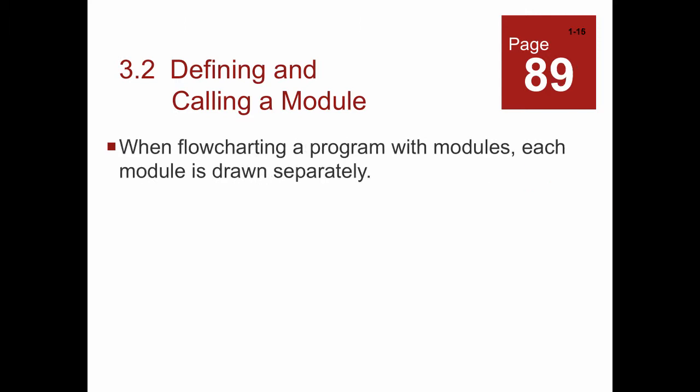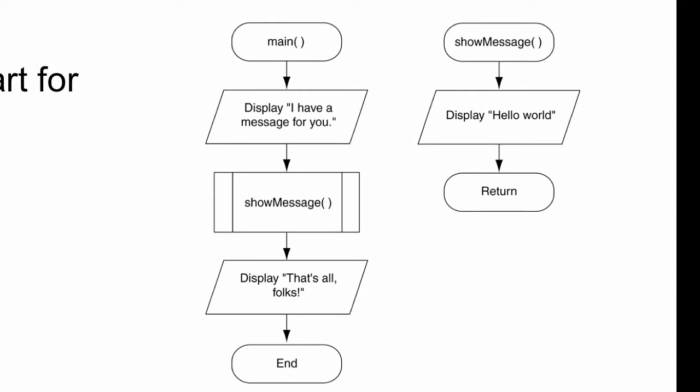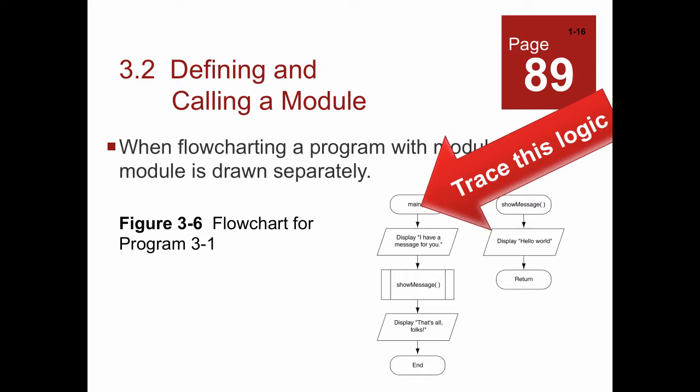As we do this, when flowcharting a program with modules, each module is drawn separately. So we might have something that looks like this. There's our main on the left and our show message on the right. On your own, trace the logic down so you can see where it goes over and grabs the module and comes back.